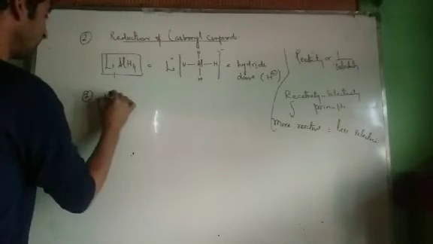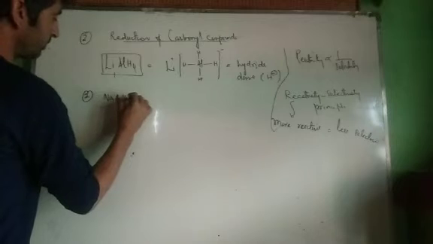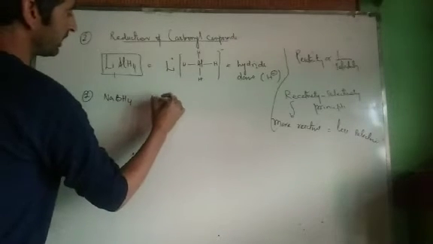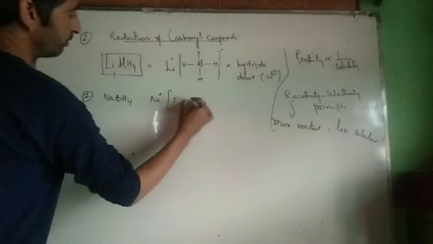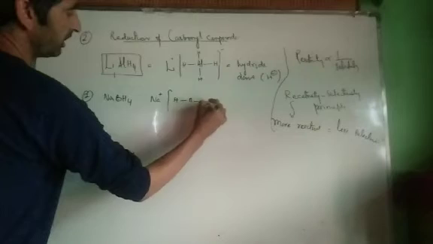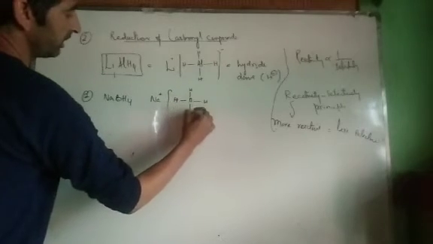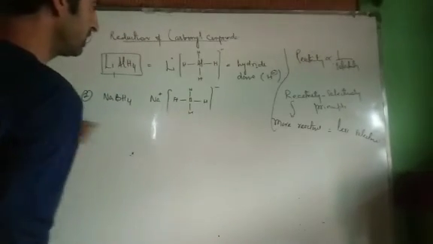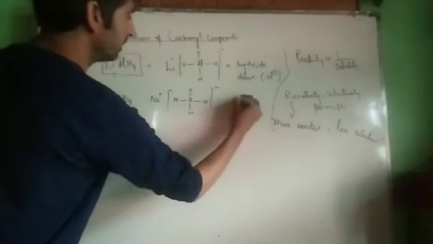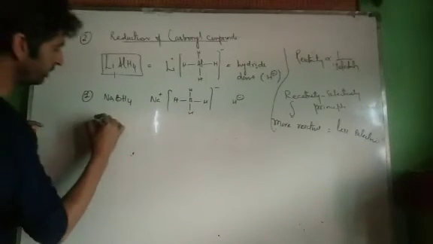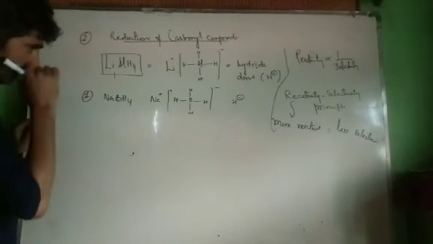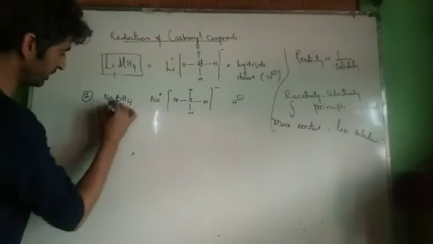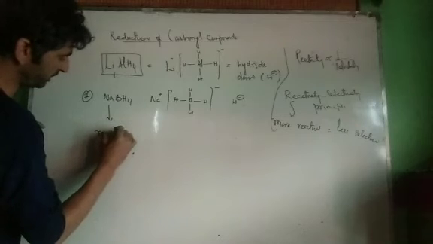Number second is NaBH4. NaBH4 is written as Na positive, B, H, H, H and H negative. It's also a hydride ion donor. It's also a good reducing agent, but it is not a highly reactive reducing agent. It's a more selective reducing agent.